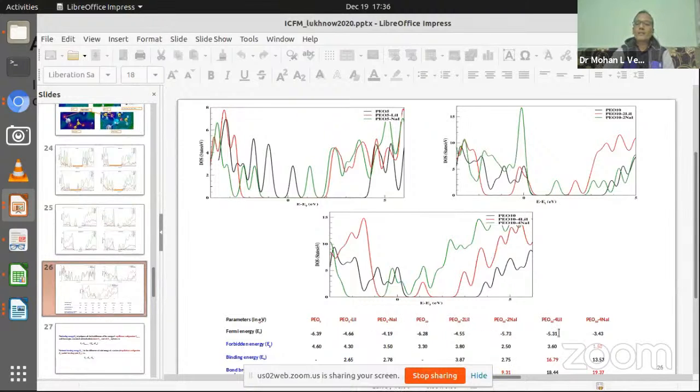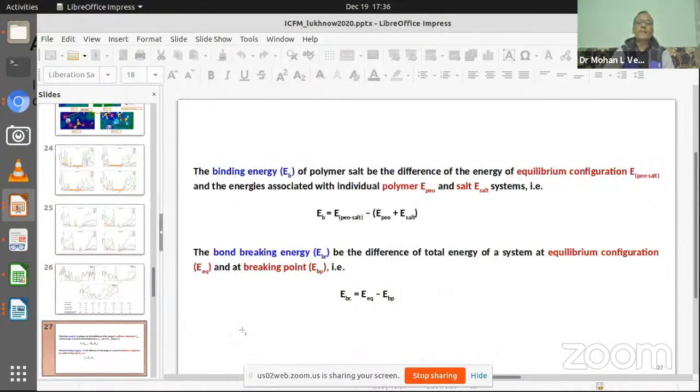So this is the result for the second system. The Fermi energy level is mentioned here, and the forbidden energy gap is in decreasing order. We have also calculated the binding energy using this formula. The binding energy is calculated from the equilibrium configuration, meaning the optimized system having the lowest amount of energy. So EB is equal to the total energy of the PO salt system minus the energy of pure PO and the energy of the salt. We have also calculated the bond breaking energy using this formula.